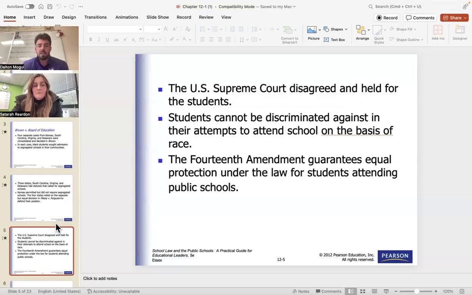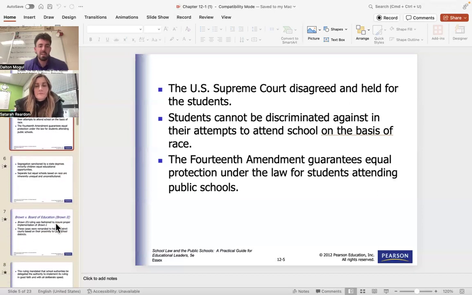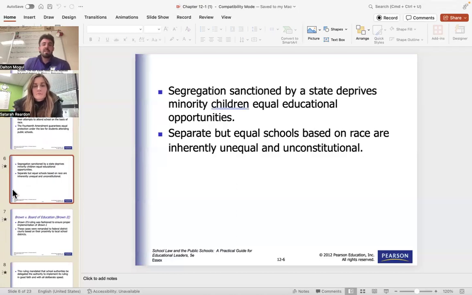It's always a question of, if we have the Emancipation Proclamation in the 1860s, how do we go almost 100 years without desegregating the schools? Based on Plessy versus Ferguson, you have that separate but equal clause, which is what was keeping schools segregated at the time. Segregation sanctioned by a state deprives minority children of equal educational opportunities. So separate but equal schools based on race are inherently unequal and unconstitutional. These are the grounds they go under for Brown versus Board of Education.